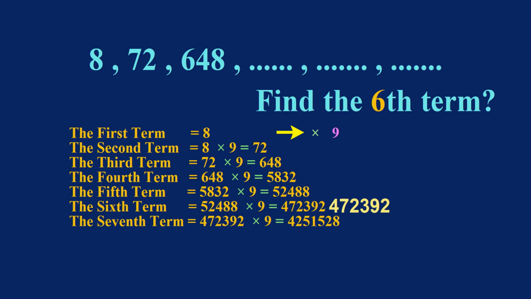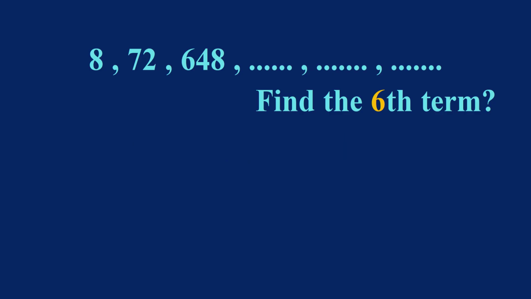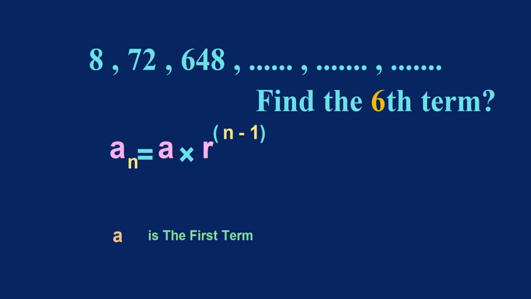472,392. And this is the solution by using the manual method. Let's solve the problem by using the second method, which is called the formula way. We have a geometric sequence and we can use the rule a_n equals a times r to the power n minus 1, where a is the first term and r is the common ratio and n is the required term.